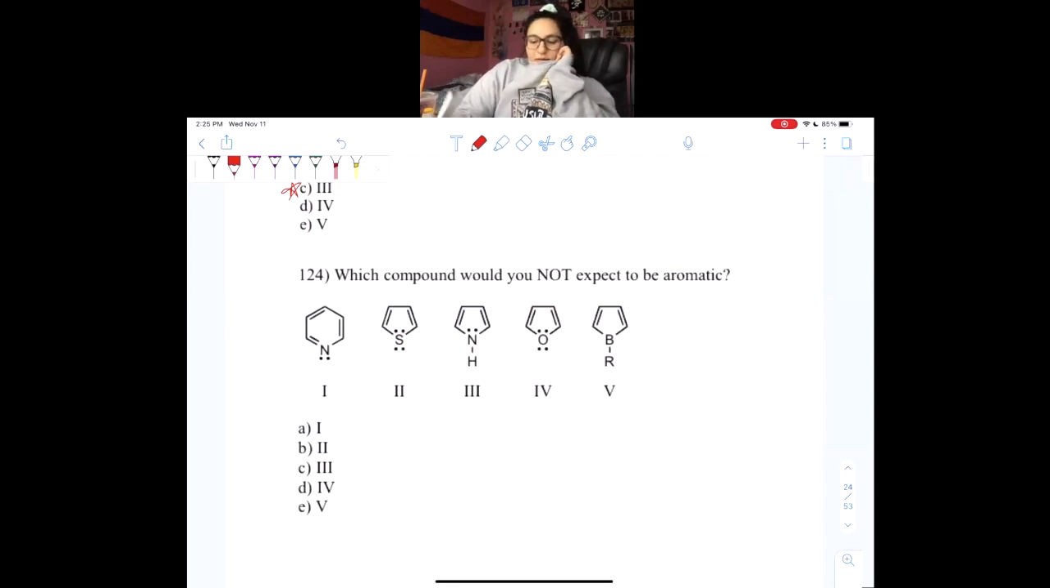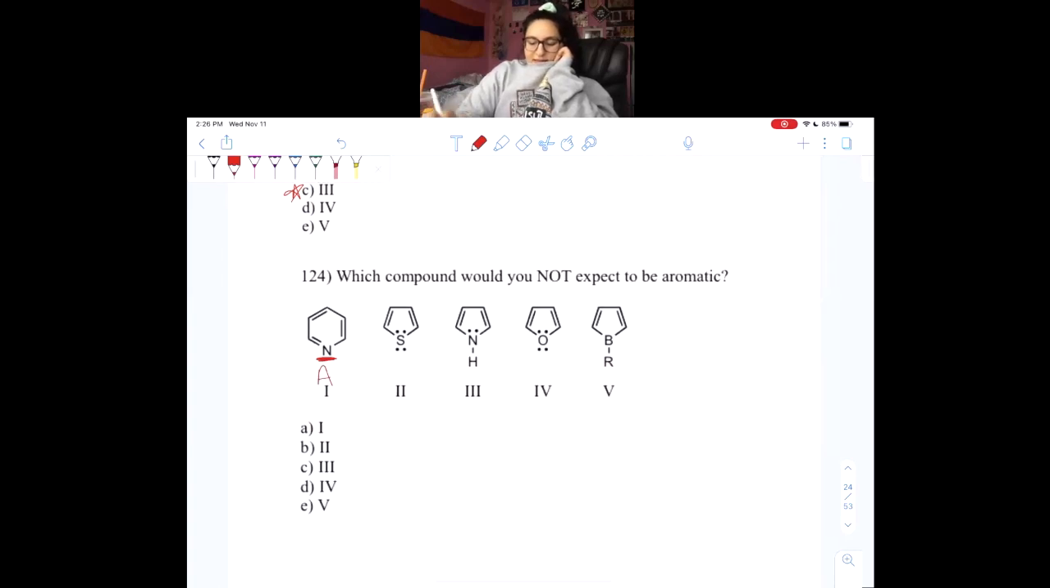Here's another one with a whole bunch of hetero atoms. So let's go through it. Remember that in number one's case, the nitrogen is double bonded, so we can pretend this lone pair doesn't exist. And we treat the nitrogen just like another double bonded carbon. So in this case, we have 2, 4, 6 pi electrons, cyclic, planar, and fully conjugated, so this guy is aromatic.